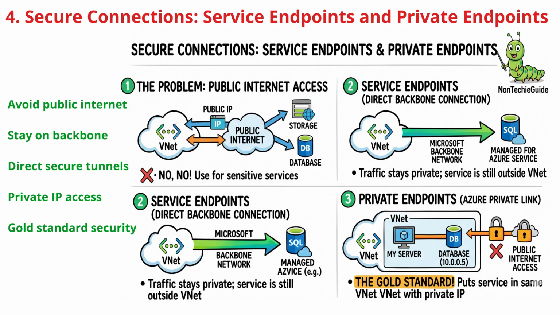Then there's the gold standard. Private endpoints. Imagine putting a private straw into a service and pulling its connection directly into your VNet with its own private IP address. To your servers, that database now looks like it's sitting right next to them in the same room. By bringing the service inside your perimeter, you can completely block all public internet access to your most sensitive data.